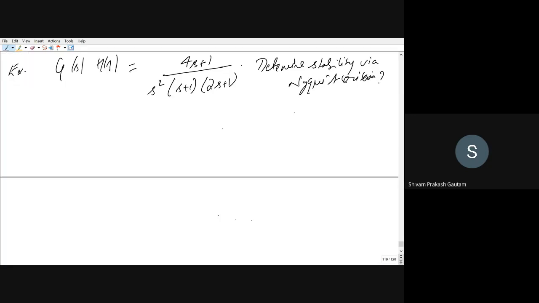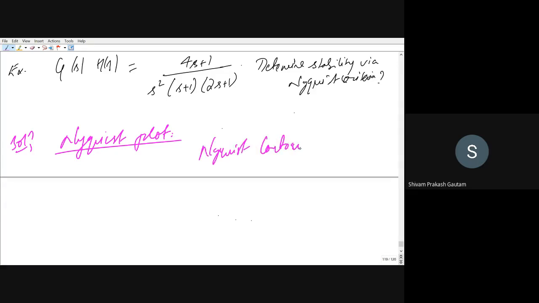The first step is to draw the Nyquist plot. And to draw the Nyquist plot, we require the Nyquist contour. What is the Nyquist contour? It is a closed path which covers all right-hand side open loop poles. So first we will try to draw the Nyquist contour.